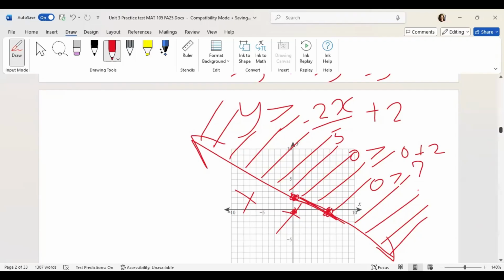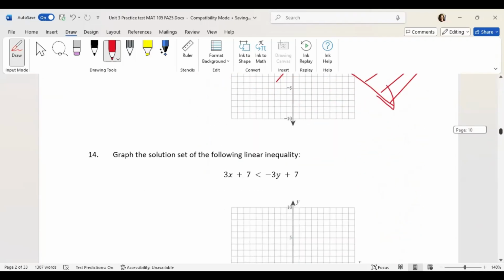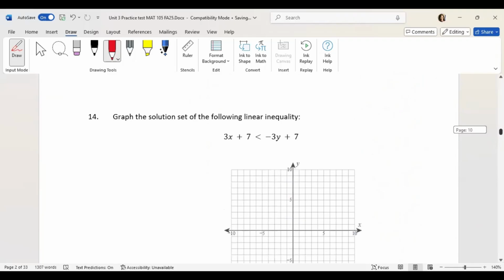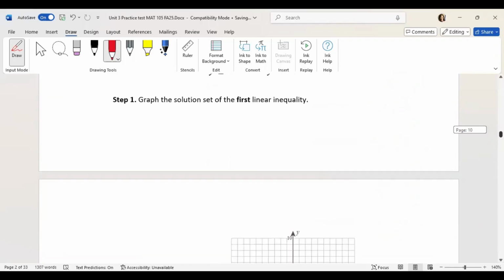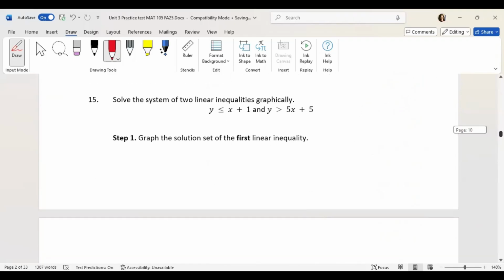All right. Suppose we have to graph the solution set of, okay, we have already seen less than. So let's go and see another one. Solve the system of 2 linear inequalities graphically. You can solve this with your calculator like we did the other day, but it will be good to also solve it by hand. You can also learn how to solve it by hand.